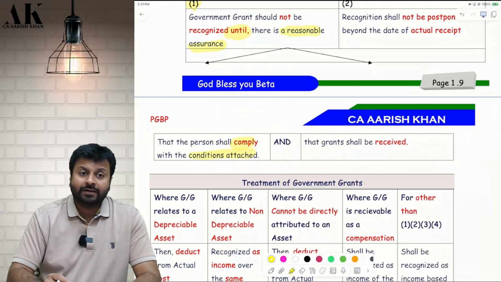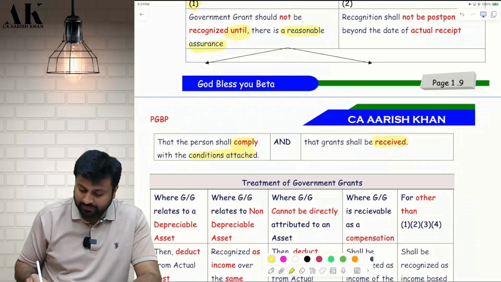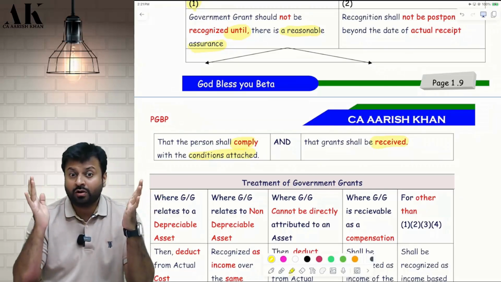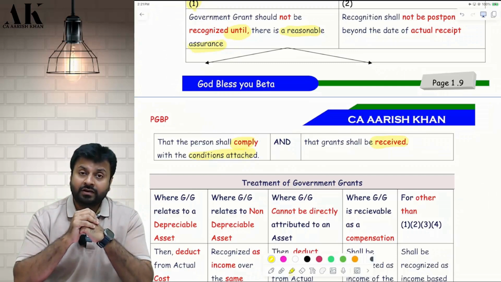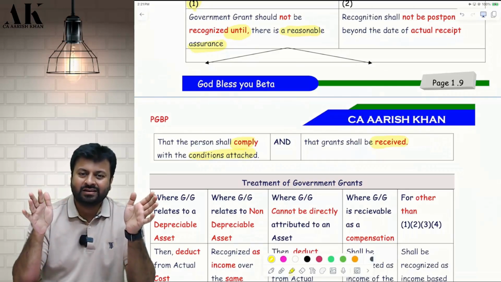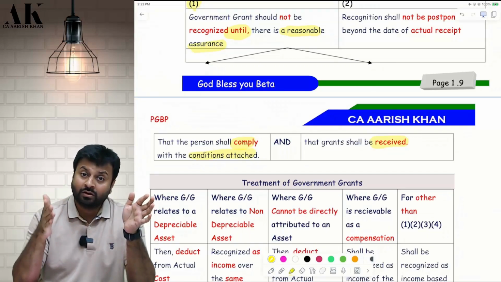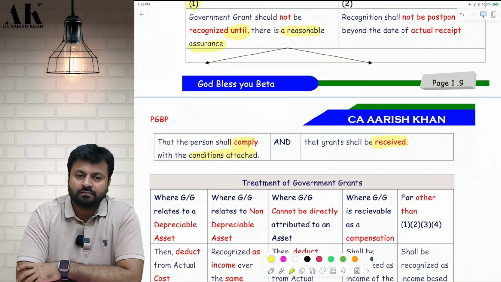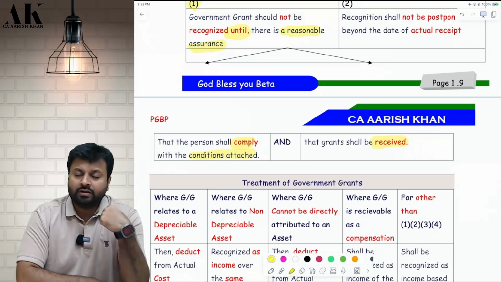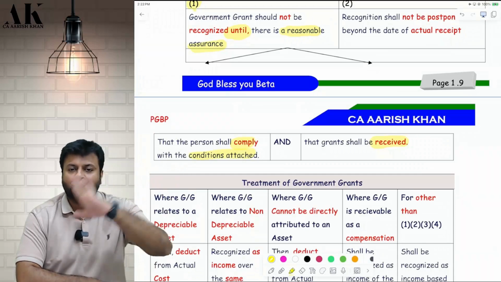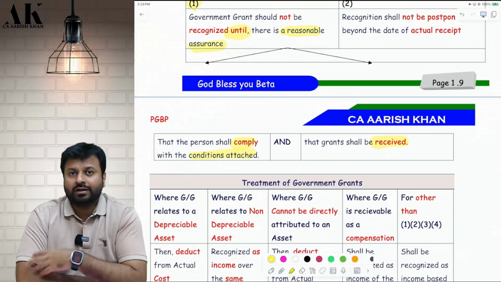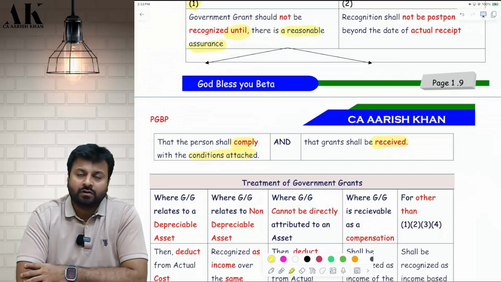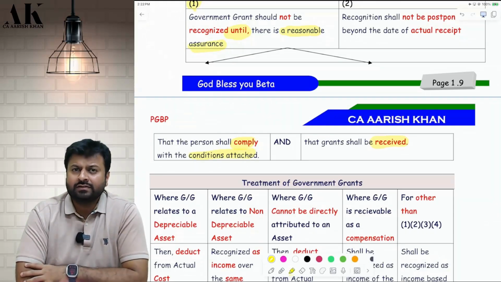And the second condition, until there is a reasonable assurance that the grant shall be received. Now the government has made you promise that we will give you 50 crore rupees, but you are not sure on the words of the government. You feel that the government is saying for the sake of saying. You are not sure about whether they will give you or they will not give you. So if you are not sure, don't recognize. So you should be sure of two things. One, you should be sure of yourself. Second, you should be sure of the government. What is in your hand, you be sure of that. What is in government hand, for that, if you're not sure, then don't recognize until you receive the government grant.